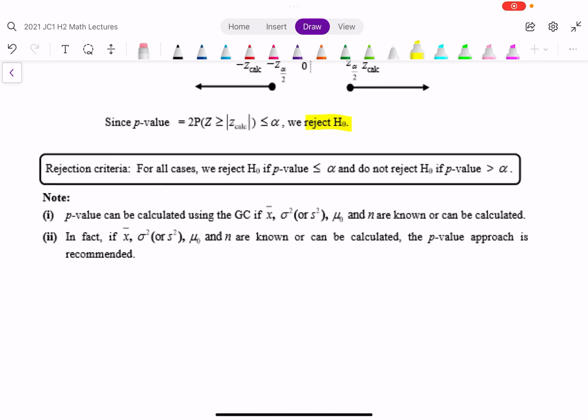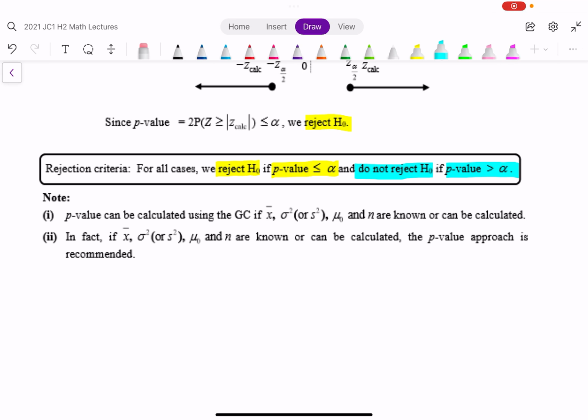Based on the three diagrams that you have seen, we have come to the conclusion on how to come to a decision for your hypothesis test. So the criteria is this. We will reject H0 if the p-value that you have found is less than or equal to the significance level. However, we will not reject H0 if the p-value is otherwise, meaning if your p-value is more than alpha.